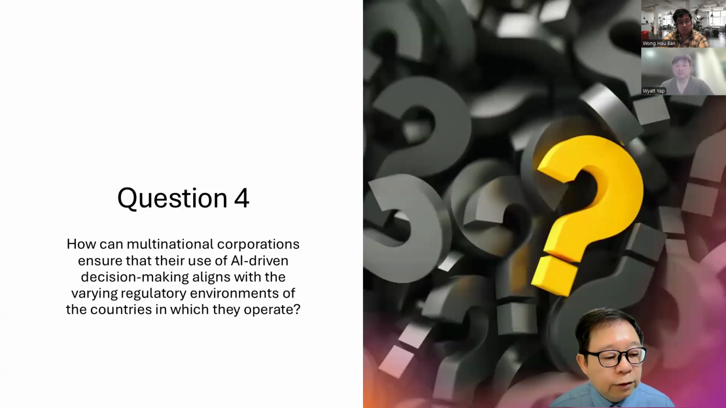Okay, so let's look at the next question, right? How can multinational corporations ensure the use of AI-driven decisions aligns with the regulatory environment of the country? That is interesting, right? We talk about, for example, Malaysia, right? I believe Malaysia has a lot of regulatory control environment, like a country like Singapore, right? So, how can AI help a multinational company to enter the Malaysia market by using AI? Maya?